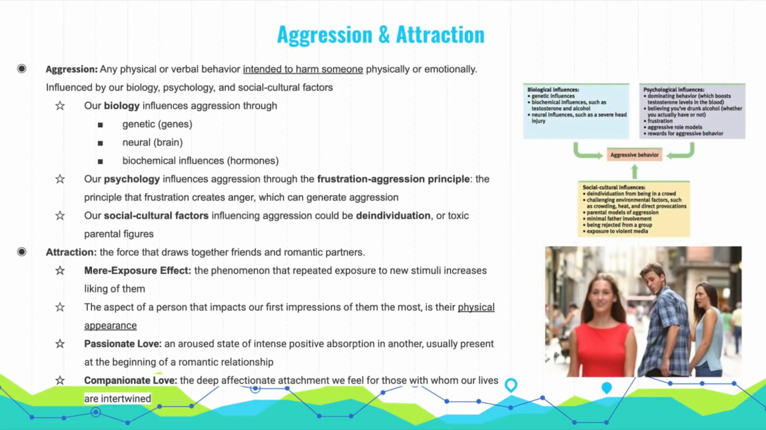But let's also talk about aggression and attraction. Aggression is defined as any physical or verbal behavior intended to harm someone, physically or emotionally, and it's influenced by our biopsychosocial factors. Our biology influences aggression through genetics, neural, and biochemical influences, and our psychology influences aggression through the frustration-aggression principle, which is the principle that frustration creates anger, which in turn generates aggression. Our social cultural factors influencing aggression could be basically summed up into de-individuation or toxic parental figures.